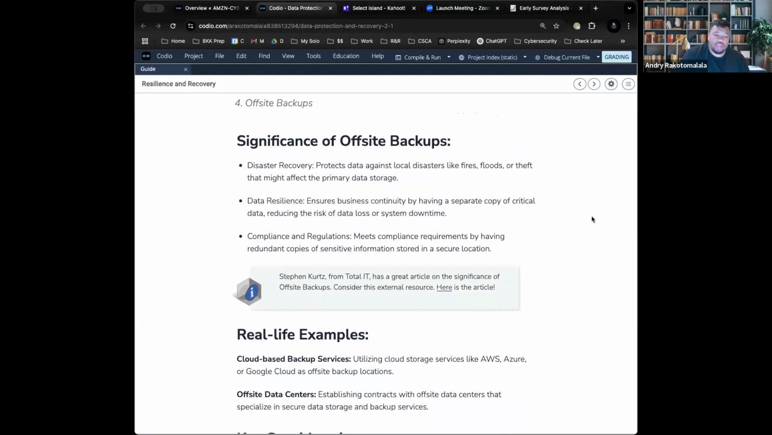Now, why are they important? Well, for one, it's really important because of disaster recovery. It can bring that back up very quickly.